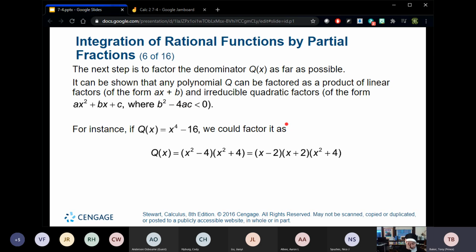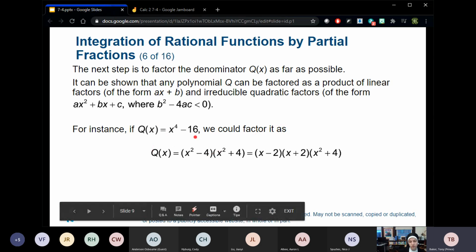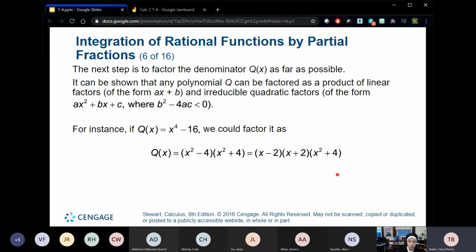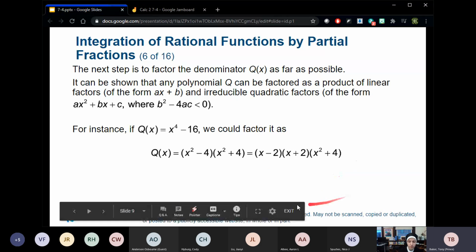The other thing that we have to do is when we have the denominators, you want to factor them completely out. So for example, if you had x to the 4th minus 16, we want to factor that one out. Going down to x squared minus 4 and x squared plus 4 isn't far enough. You want to break it down as far as you possibly can factor it. So this one would break down to x minus 2, x plus 2, and x squared plus 4. You want to get it down into multiple factors because that's how we're going to be splitting up our fractions. Those denominators are going to be all those pieces there.